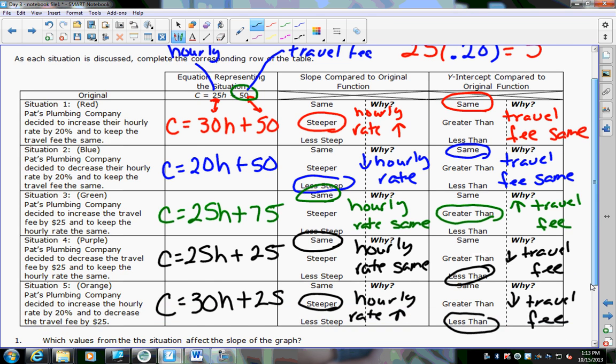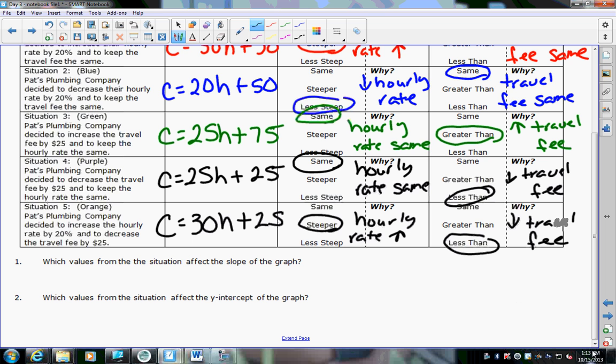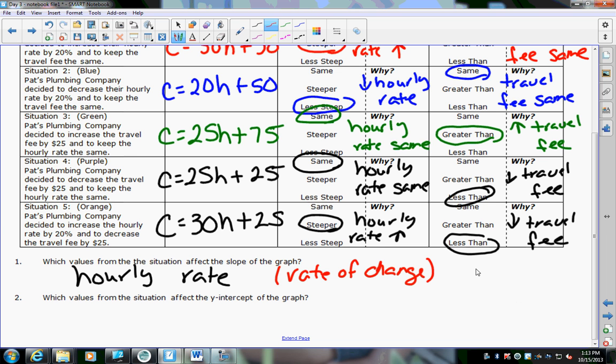Now, down at the bottom, it asked you, which values from the situation affected the slope? That was the hourly rate. And that's what I'm trying to tell you. Anytime you see rate of change, that's going to change your steepness.